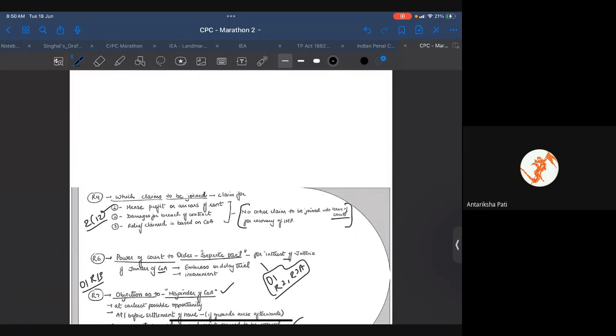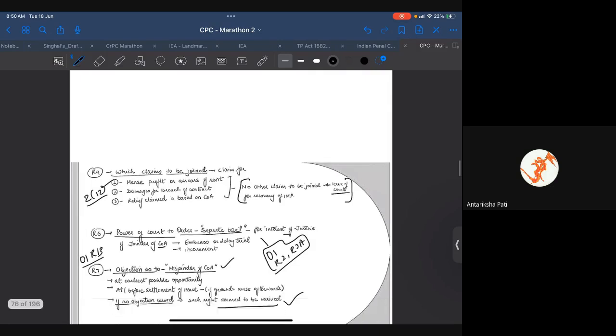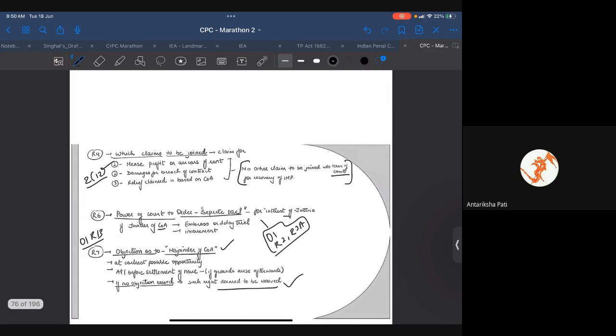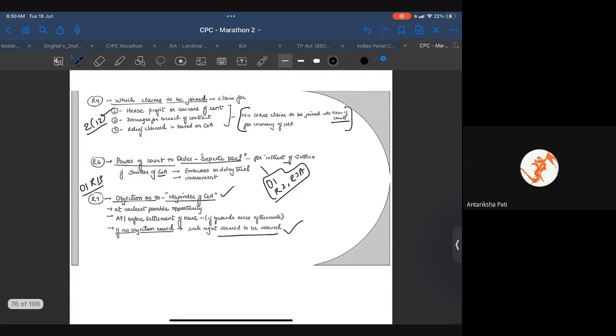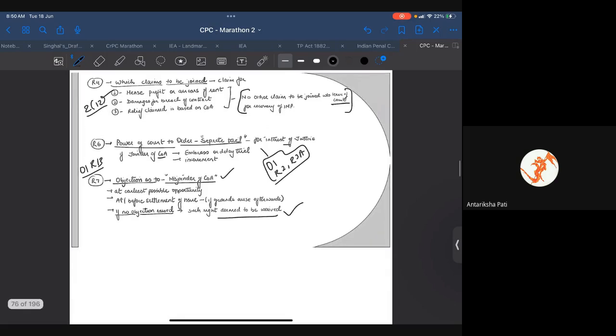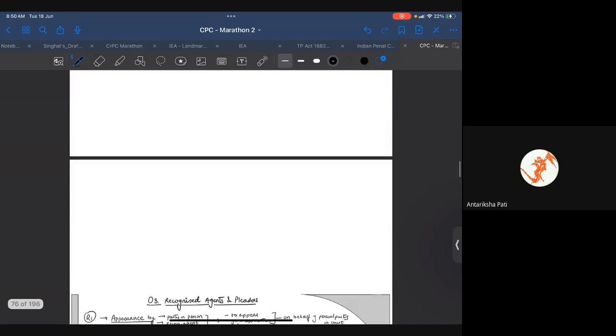Which claims are to be joined? It says claims for mesne profits or arrears of rent, damages for breach of contract, or relief claimed based on the same cause of action. These may be joined. No other claim is to be joined without leave of the court, other than for recovery of immovable property. Now, power of court to order separate trial. Even if joinder of causes of action is done, if it embarrasses or delays the trial, then in that case a separate trial may be ordered. And if you have any objection as to misjoinder of cause of action, then at the earliest possible opportunity it has to be taken, at or before settlement of issues, and if no objection is raised, then it will be deemed to be waived.